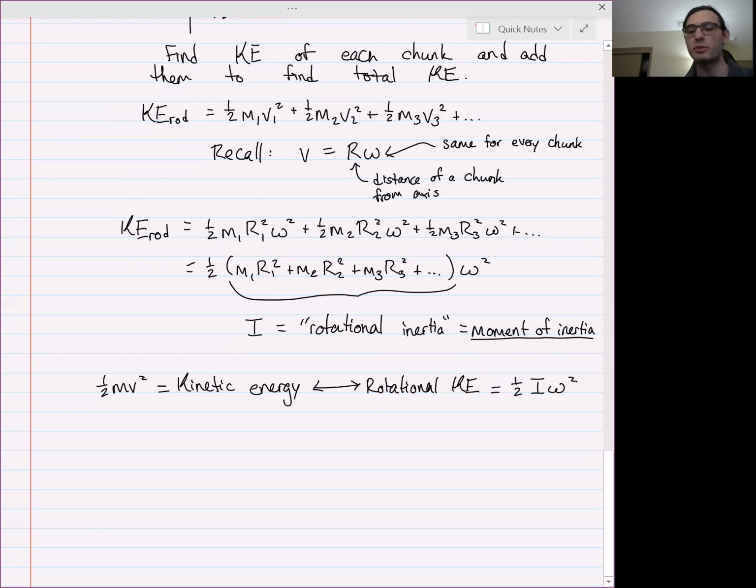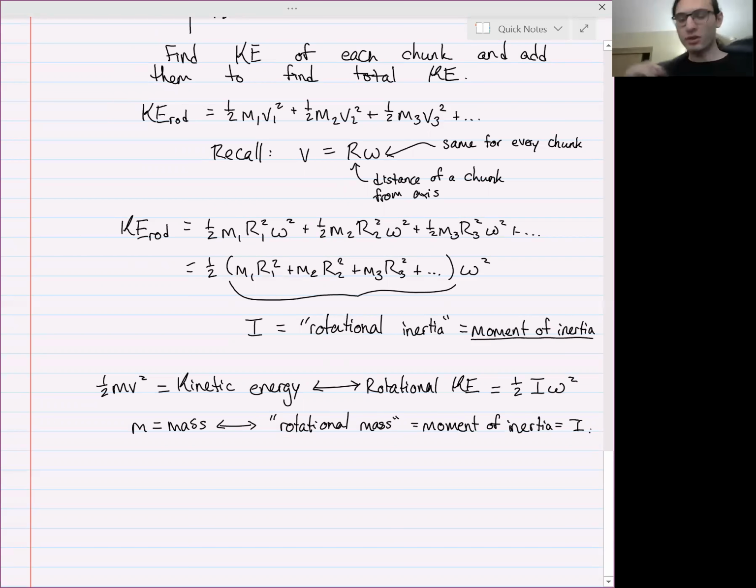And so another new correspondence that we have is m, which is mass, corresponds with "quote unquote" rotational mass, or moment of inertia, which we call I. So when we talk about rotation, in all of our calculations, m will sometimes be there, but instead of having m floating around, we have I.